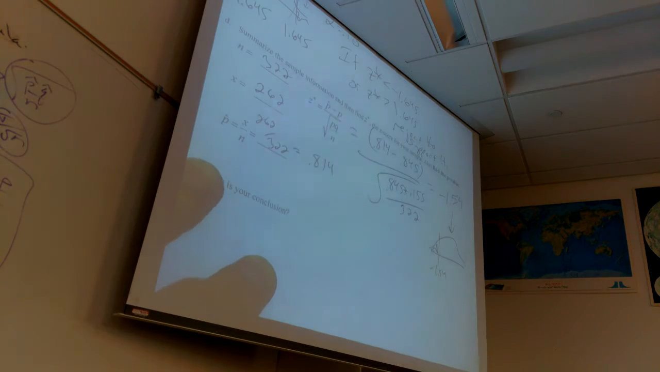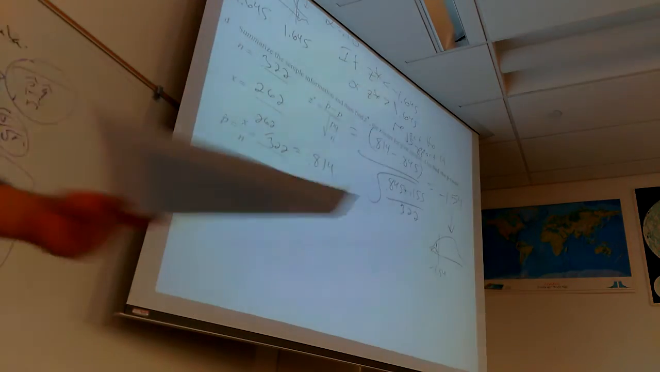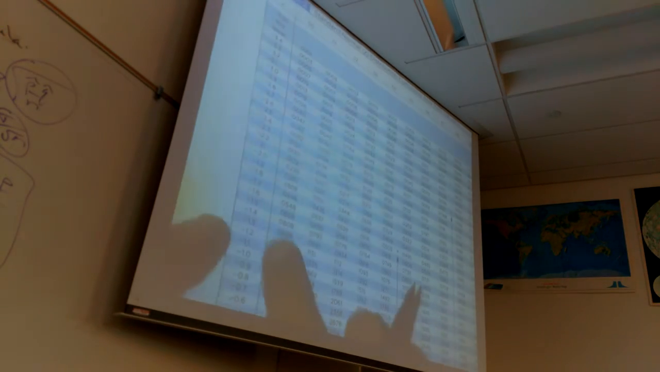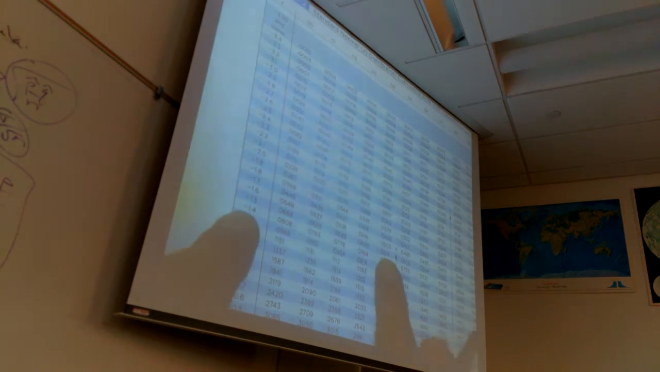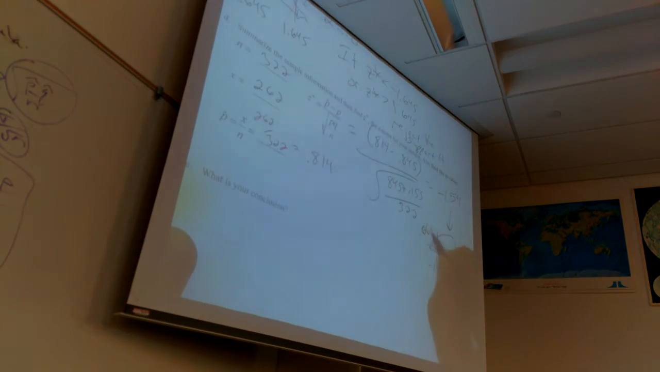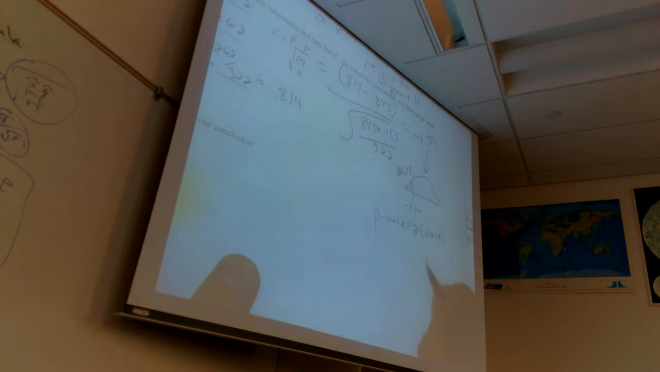It's just the area of the tail your z-star makes, right? But it's a two-tailed test, so you've got to be a little careful. Since it's a two-tailed test, I'm going to have to double the area I get in this one tail to make it a fair comparison. If I look at negative 1.54, I get 0.0618. So the p-value will be twice 0.0618, which is 0.1236.